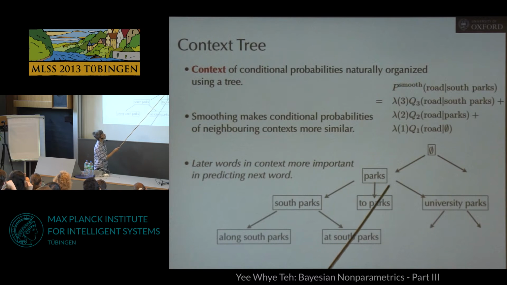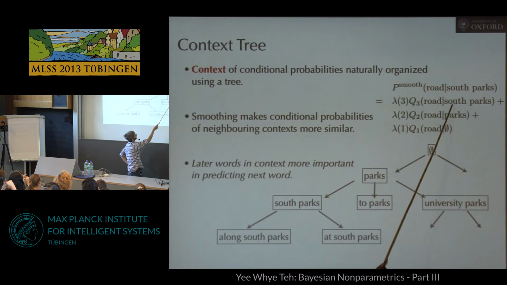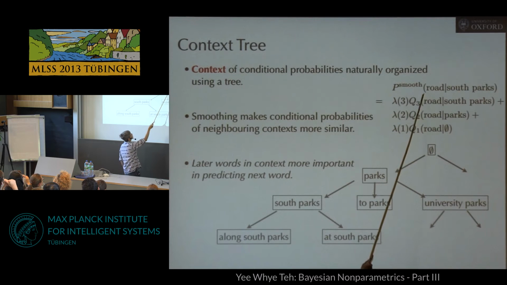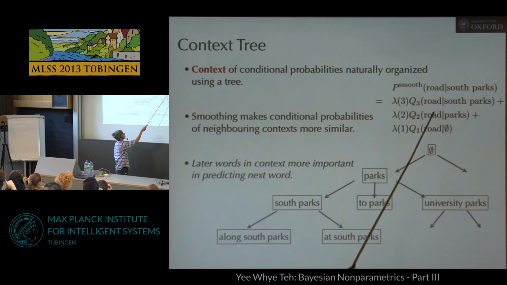The idea here is the following. Imagine that we're trying to predict the probability that the next word is going to be road, given that the previous 2 words are south and parks. If we have seen this context, south parks, lots of times in our training data, then we can estimate this probability by simply counting the number of times the word road occurs after the words south parks. So that gives us this part of the estimation.